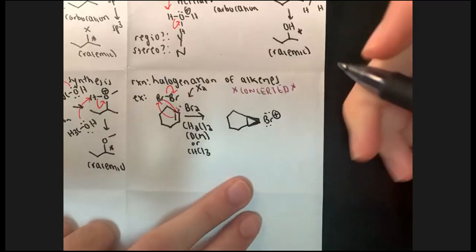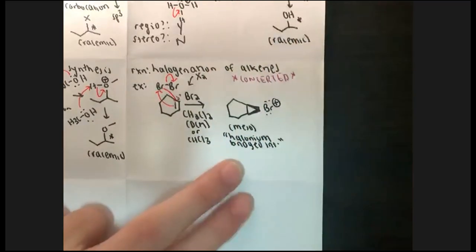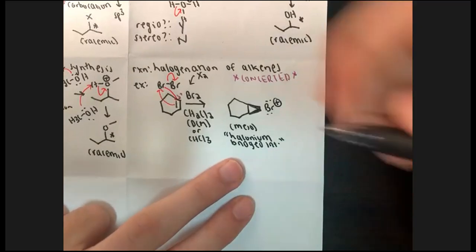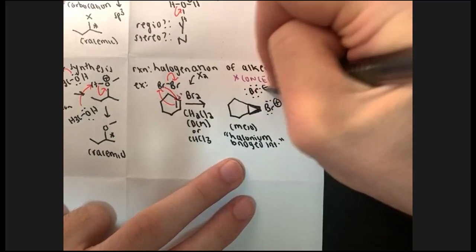And this is going to be the only intermediate we're getting, because the other one would be meso. So I'm going to write meso under here. Remember, this is the halonium bridged intermediate, and I'll write enantiomer. Halonium bridged intermediate. And remember that we had generated bromide anion from that first step.